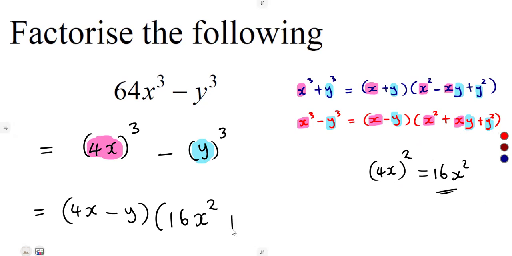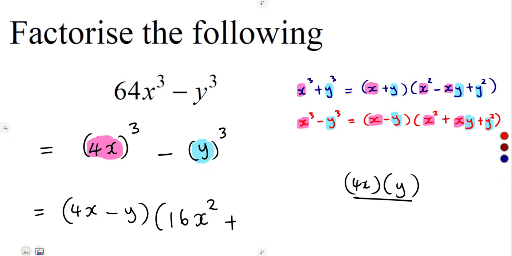Plus xy, which means the product of the first and last. First and last. You multiply those two. The product of the first and last. What is our first? 4x. What is our last? That is y. So you multiply these two. First term to the last term. 4x times y, that is going to be 4xy.